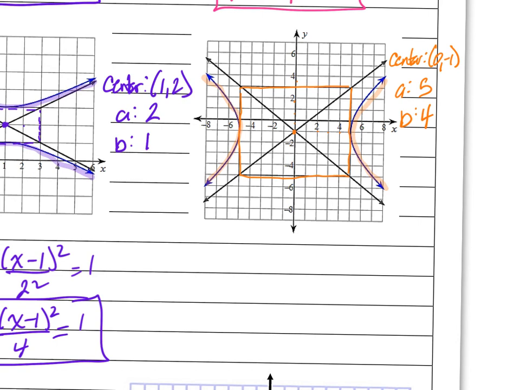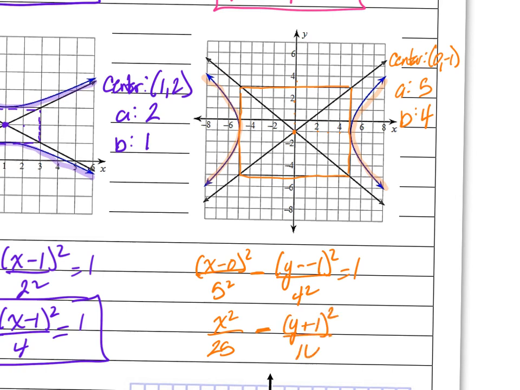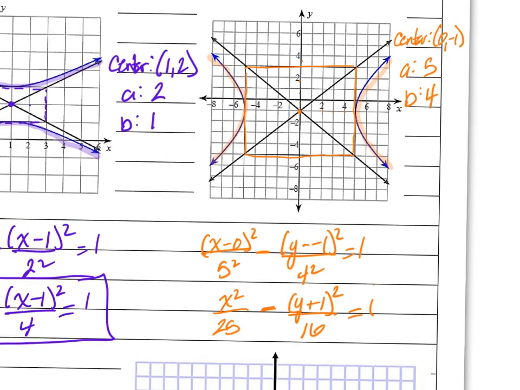So I've got x minus 0 squared all over 5 squared minus y minus -1 squared all over 4 squared equals 1. So x squared over 25 minus y plus 1 squared over 16 equals 1. And there's my answer. Okay, good job, you guys.